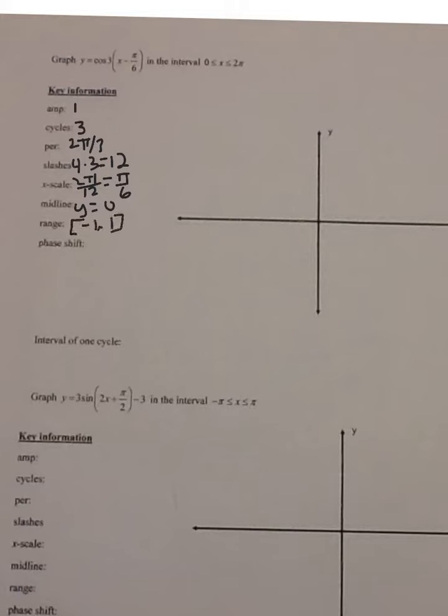All right, now your phase shift. I have a minus pi over 6, so it is to the right by pi over 6. And you would actually say to the right pi over 6. You won't just say pi over 6. You say to the right pi over 6. That's the phase shift. All right, so we are graphing from 0 to 2 pi. So I'm going to start by putting down my 12 slashes.